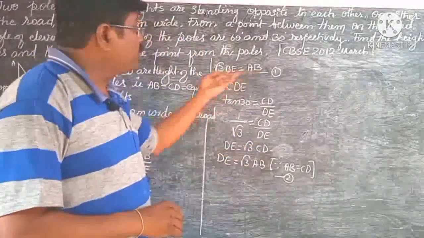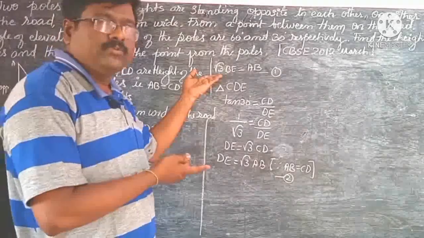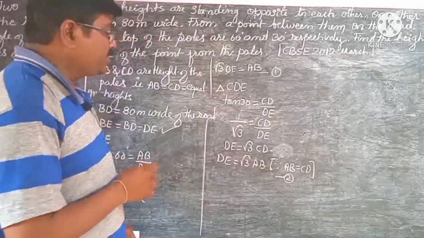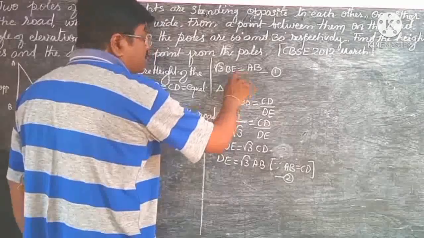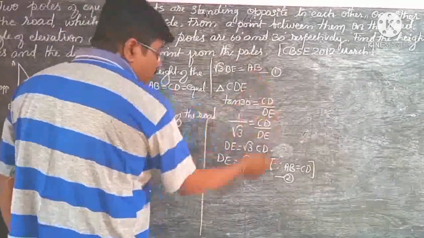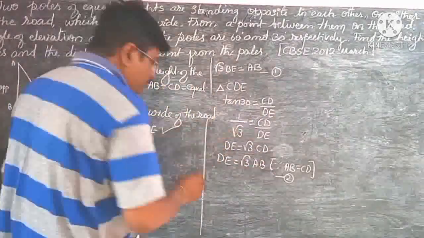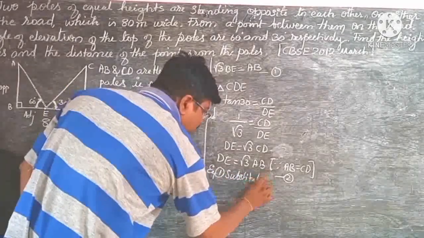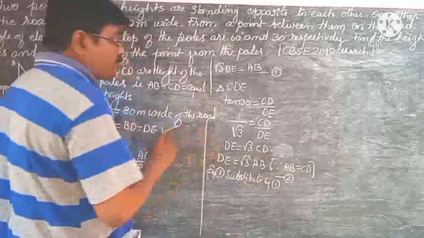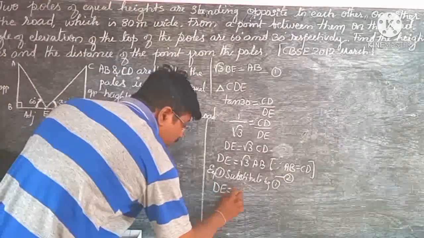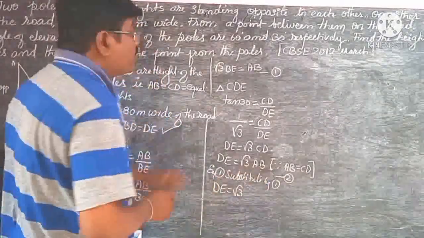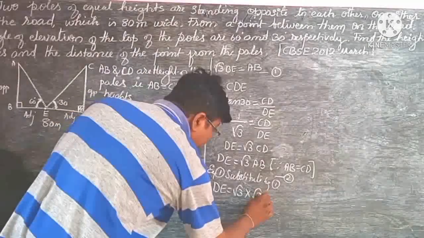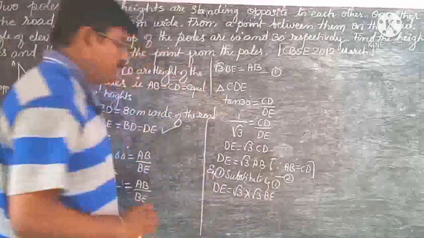Thereafter, we write AB instead of root 3 DE. Therefore, equation 1 can be substituted in equation number 2. So what we obtain is DE is equal to root 3 AB, and instead of AB we write root 3 BE, so root 3 B.